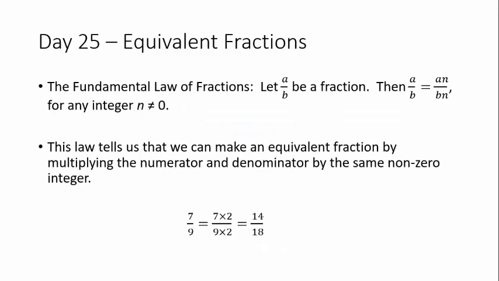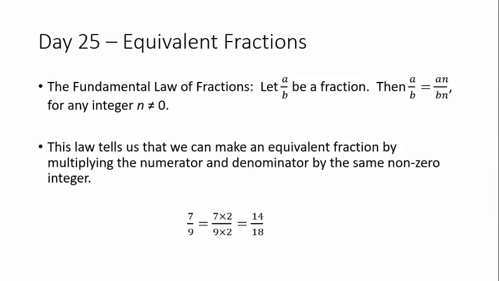Let's look at the fundamental law of fractions. Let A over B be a fraction. Then A over B is equal to A times N over B times N for any integer N which is not equal to 0. What we're seeing here is that we can multiply the numerator and denominator by the same number, and the fraction remains equivalent to the original.